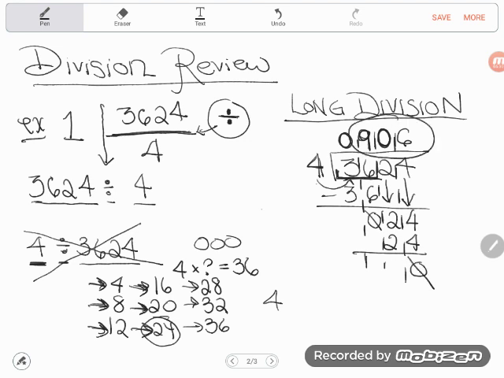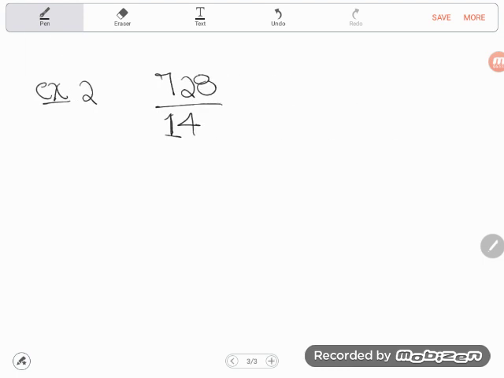This is my answer. How many groups of 4 are there in 3,624? There's 906. Okay, now you had one more that you wanted to do, and that one's a little trickier because 4 is a much nicer number to count by than 14s. So let's look at the next one. Okay, next one we have, you had 728 divided by 14.